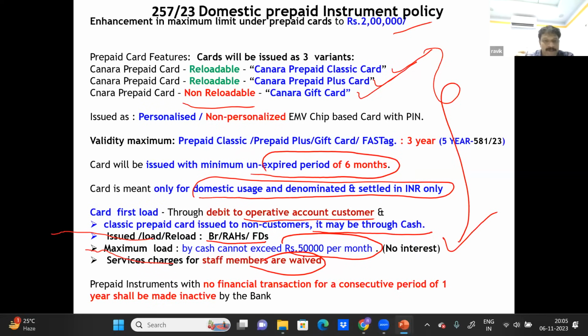Now, prepaid instruments with no financial transaction for a consecutive period of 1 year shall be made inactive. Inoperative, generally for a savings account, it is 2 years. In prepaid cards, it will become inoperative after 1 year.